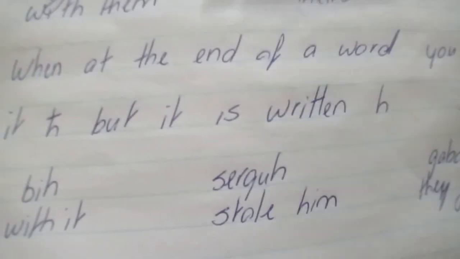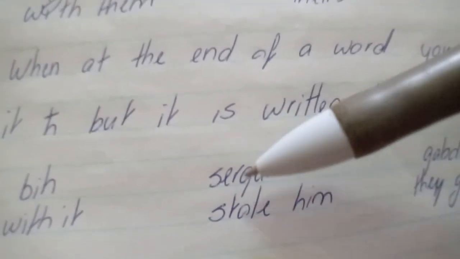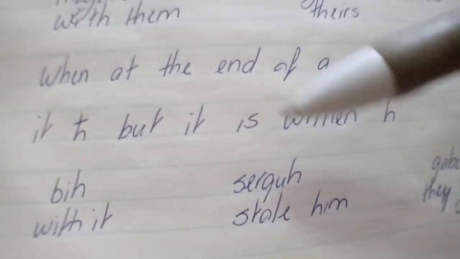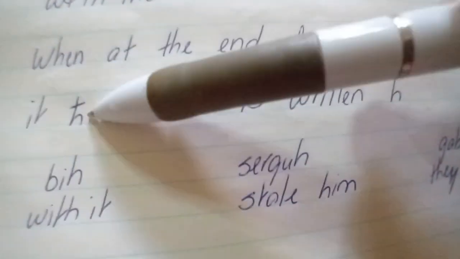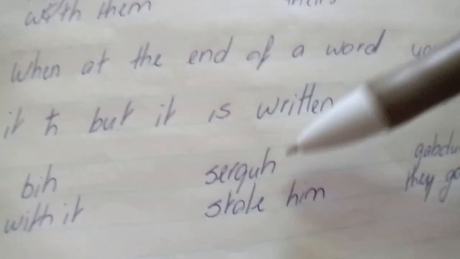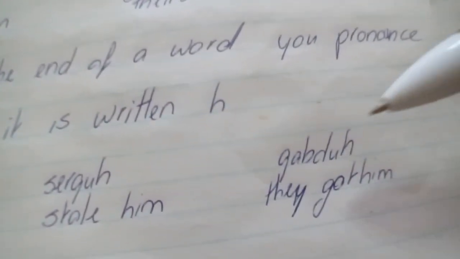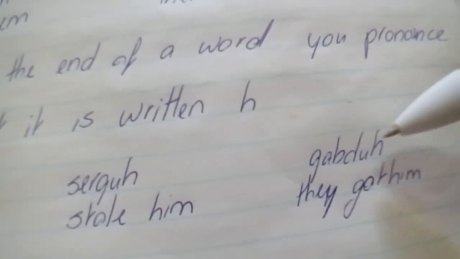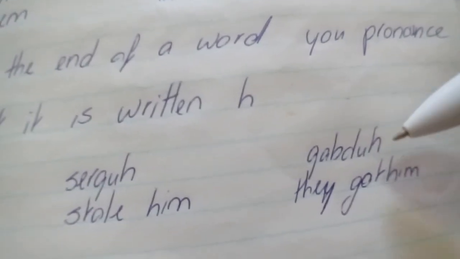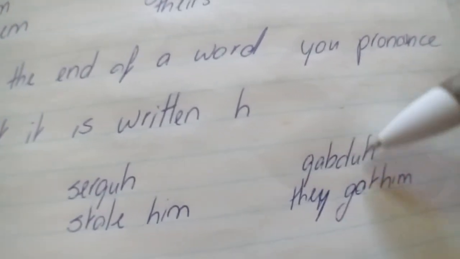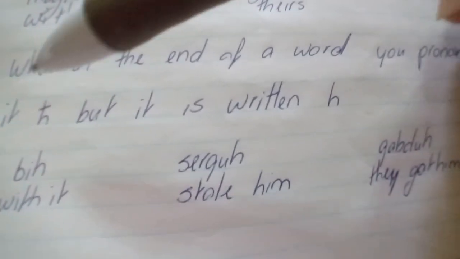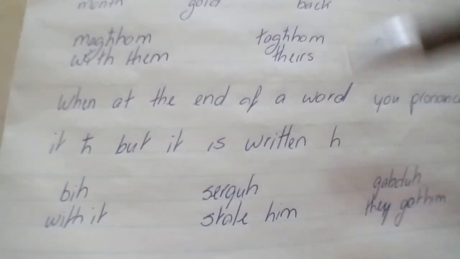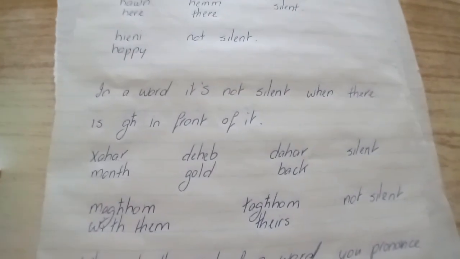Ser-uch, they stole him. Ser-uch, it's an akka, but it's at the end of a word, and we pronounce it as a ch. Abduch, they got him. Abduch, you can hear it. It's written as an akka, but it is pronounced as a ch. And that is something about the consonant akka.